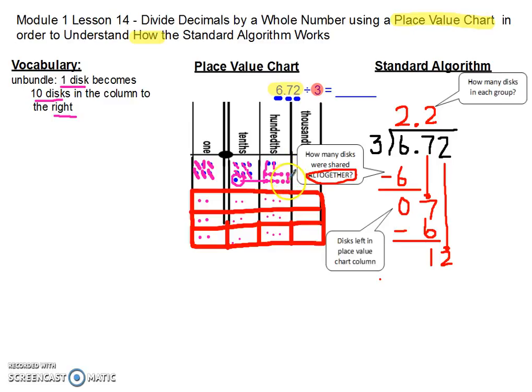And I am left with 3. Now I don't have any leftover dots, so I can stop here. Now I'm going to relate it back to my standard algorithm.